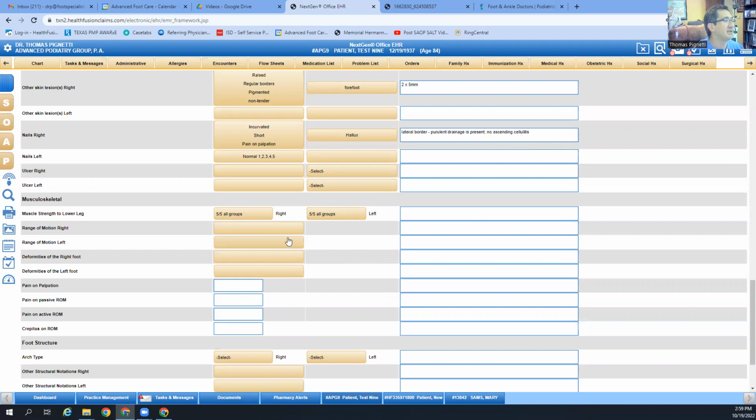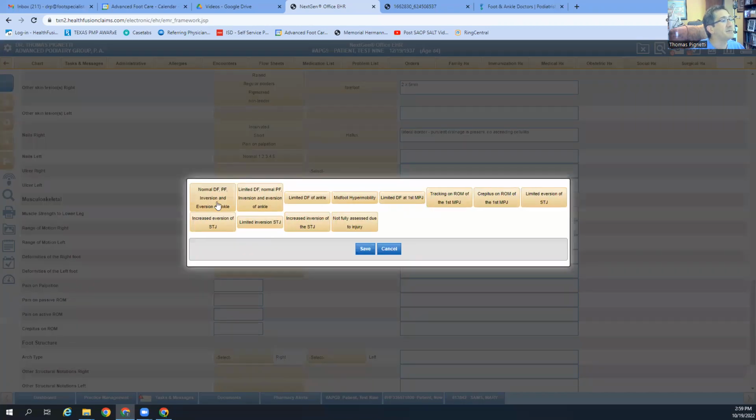Most patients have that. Range of motion. Most people are going to be either one of these two, meaning that there's normal range of motion: dorsiflexion, plantarflexion, inversion, excuse me, that was eversion or inversion.